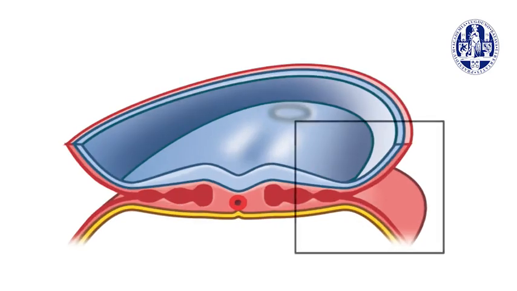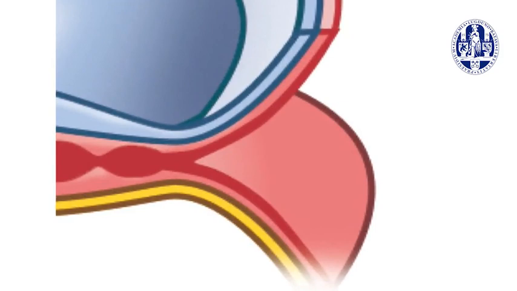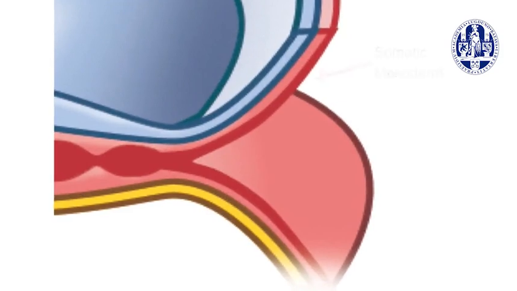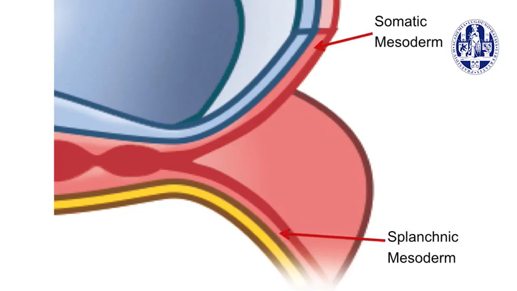For the development of the abdomen, the lateral plate mesoderm is of special interest. This mesoderm splits into a layer of somatic mesoderm and a layer of splanchnic mesoderm. The consequence of that is that a new cavity forms in between these two layers, as I show here in the picture, which is called the intraembryonic coelomic cavity, or the intraembryonic coelom for short.